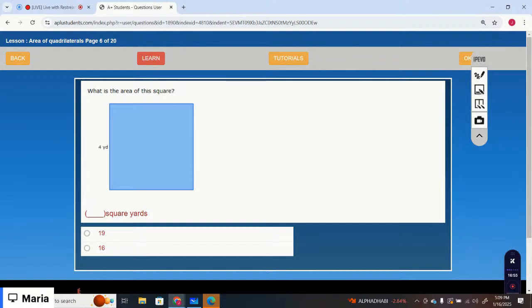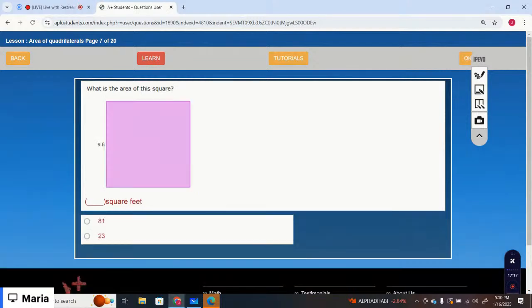What is the area of square, which is the correct option? That is 4 times 4. The correct option is 16. Option number 2 is the correct option. What is the area of square, which is the correct option? That is 9 times 9 is 81. Option number 1 is the correct option.